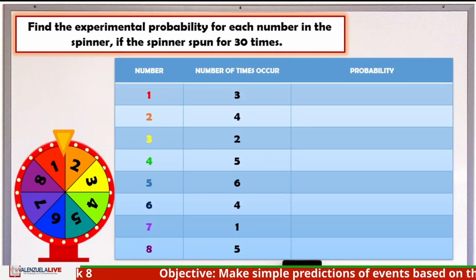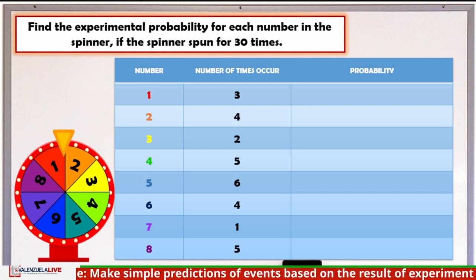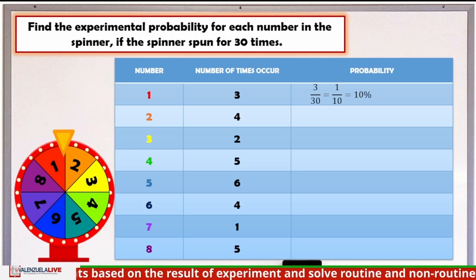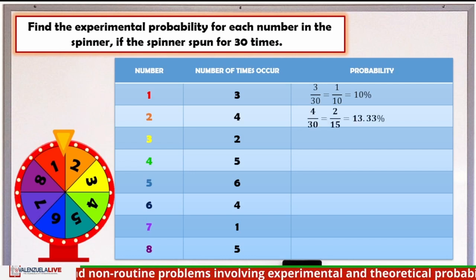Find the experimental probability for each number in the spinner. Here are the results of the spin. Number 1 on the spinner appeared 3 times. The number of times over the total number of trials is 3/30, 1/10 or 10%. Number 2 appeared 4 times. The experimental probability will be 4/30, 2/15, or 13.33%.